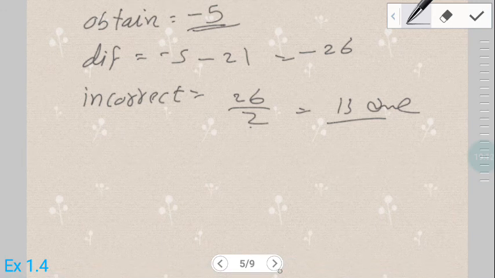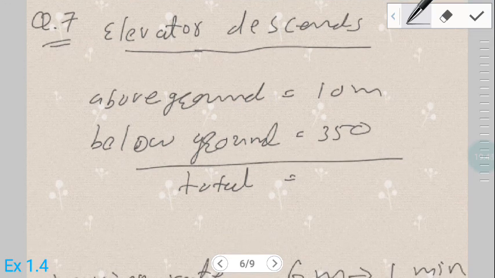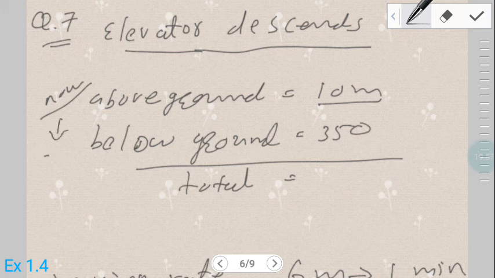In question 7, an elevator descends in a shaft at the rate of 6 meters per minute. That means the rate of movement of that elevator is 6 meters per minute. If the descent starts from 10 meters above the ground level, how long will it take to reach 350 meters below the ground? So it starts 10 meters above the ground, and it has to reach 350 meters below the ground.